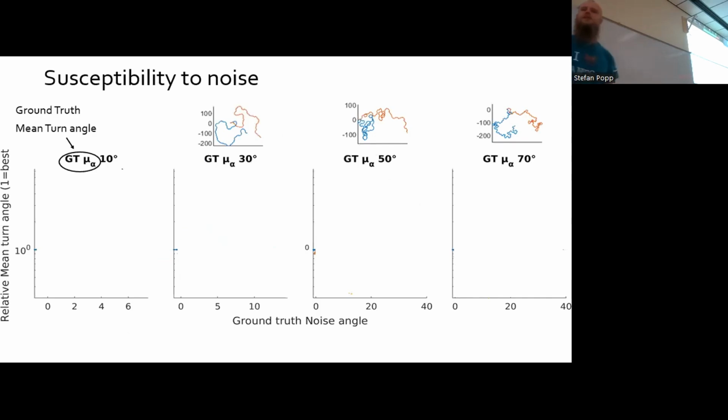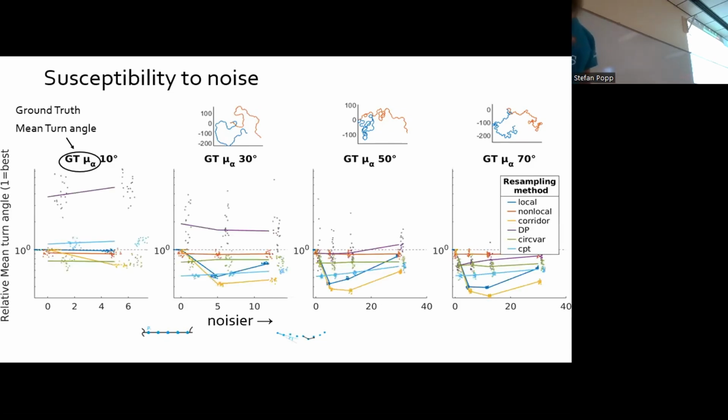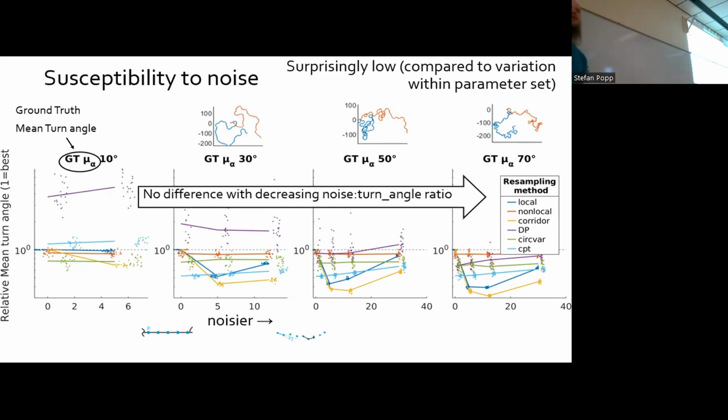Then I was also interested in the susceptibility to noise. So here in the different panels, there are different ground truth tracks of more squiggly to the right. And on the x-axis, the more to the right you go, the noisier the ground truth track becomes. And what you can see here is that these lines are all more or less flat, which is surprising because that indicates that the more noise there is, it doesn't change the accuracy of your resampling methods. It kind of all stays the same. And also, if you go to the right in the panels, the noise to signal ratio becomes better, but these resampled tracks also don't become better in their estimation of the mean turn angle in this case.